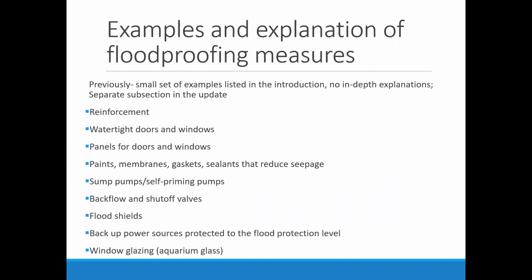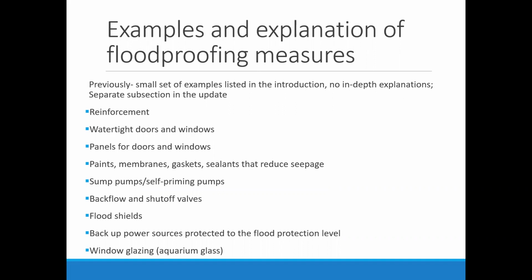So there are different types of devices that can be installed to accomplish this. This is just a small subset of examples that are listed in the introduction of the technical bulletin. You have reinforcement of the actual structural elements of the building, watertight doors and windows, and water sealing panels that can go in for the doors and the windows, paints and membranes that are water resistant, sealants.